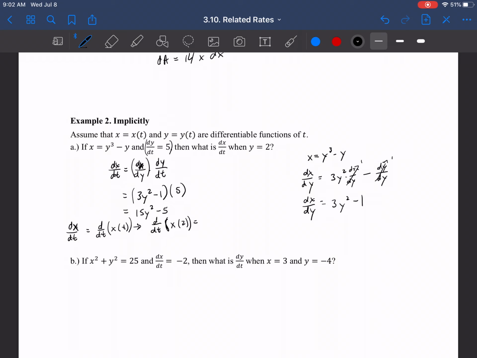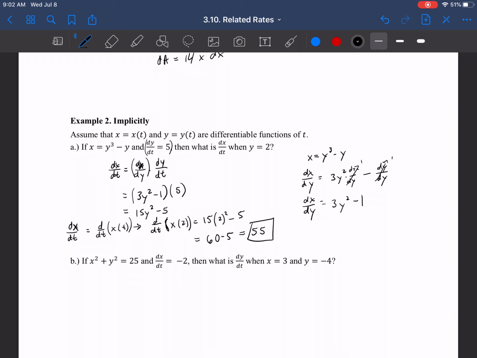And then this will equal plugging in 2. So this is 15 times 2 squared minus 5. 2 squared is 4, and 4 times 15 is 60. So this is 60 minus 5, which ultimately equals 55. And there's the answer.